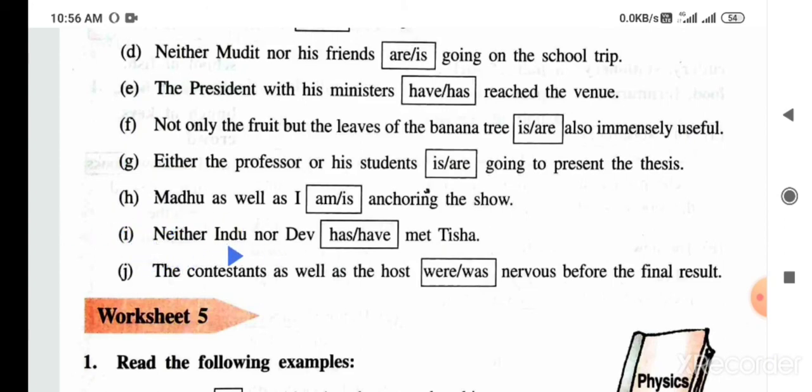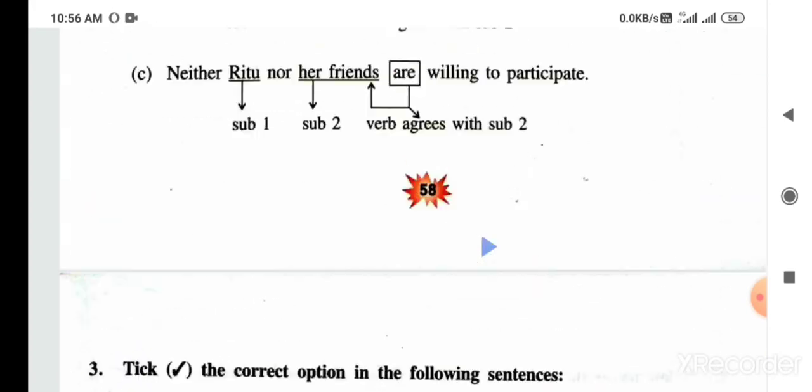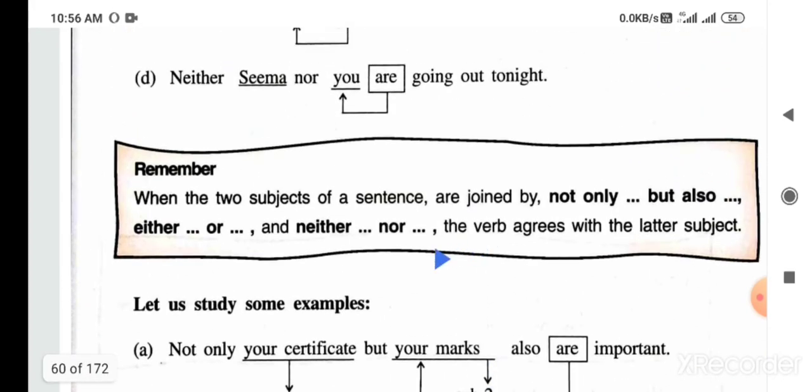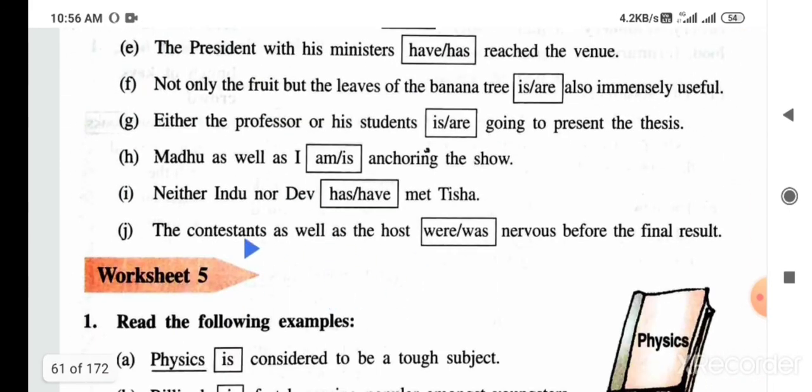Neither Indu nor Dev has met Tisa. Neither nor जब रहे तो वर्ब अग्रीज विद द लेटर सब्जेक्ट तो यहाँ पे सिंगुलर ही है. नाइदर इंदू नॉर देव हैज़ मेट तिसा.